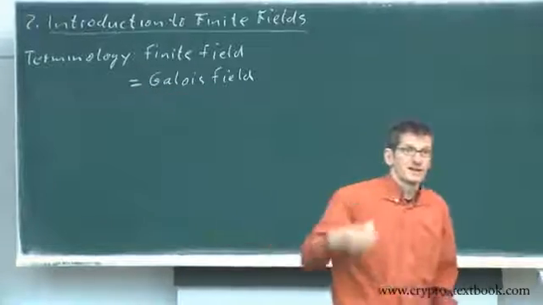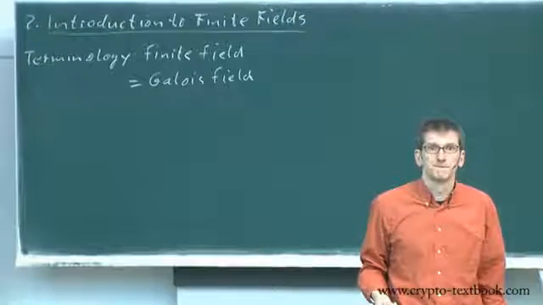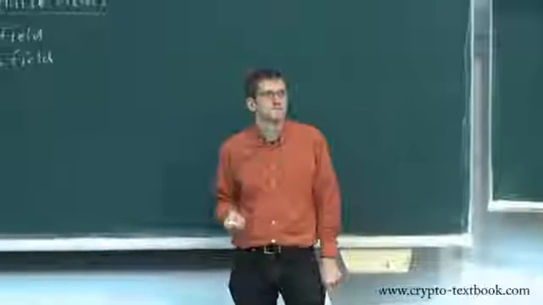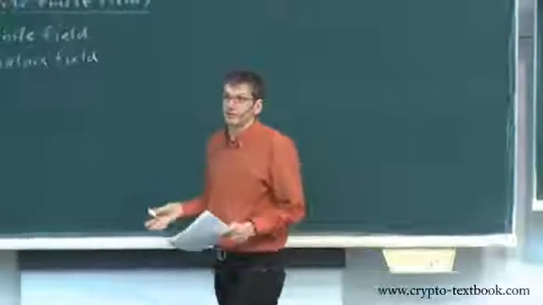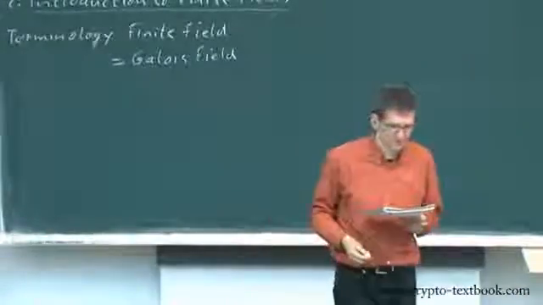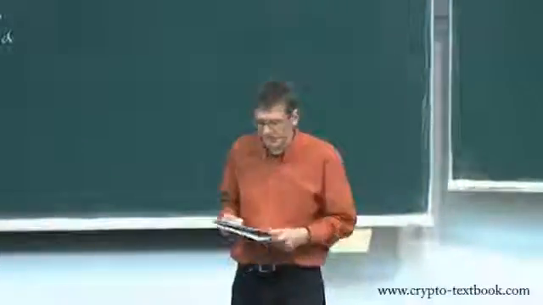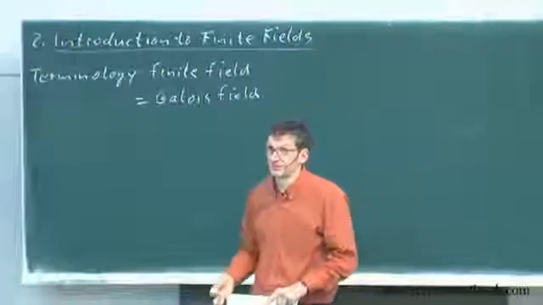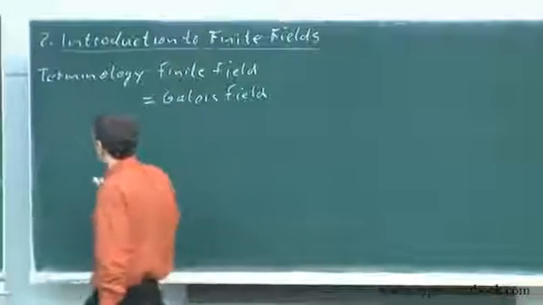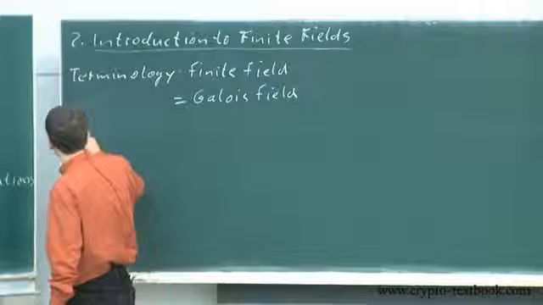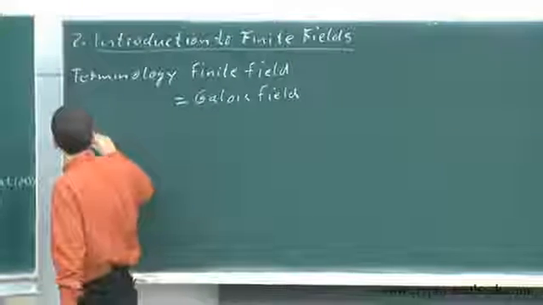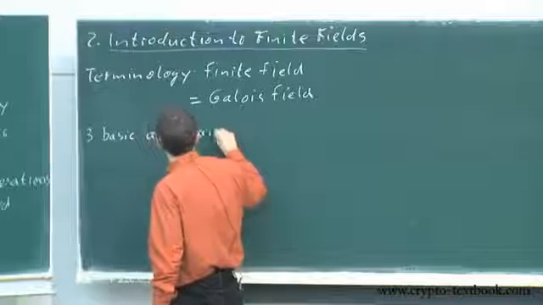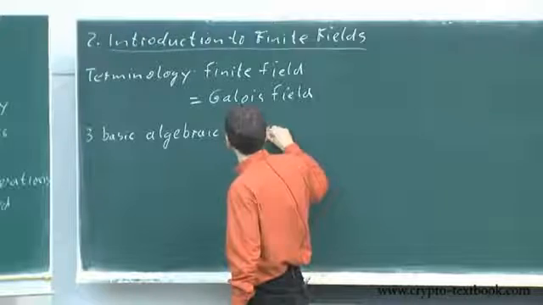So if you want to understand finite fields, it's good to know what a field is first. In order to know what a field is, we have to look at what a ring is, and if you want to understand rings, we have to know what a group is. So what is kind of good to know is that there are three basic algebraic structures.